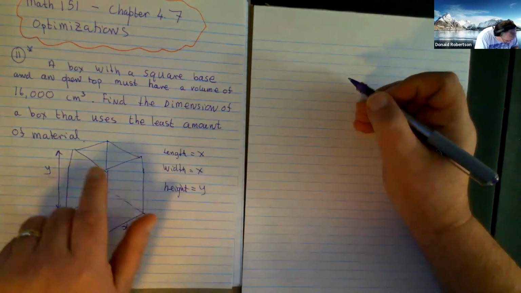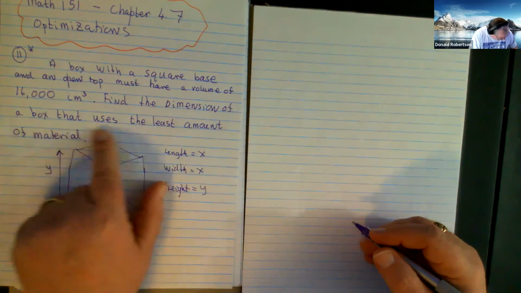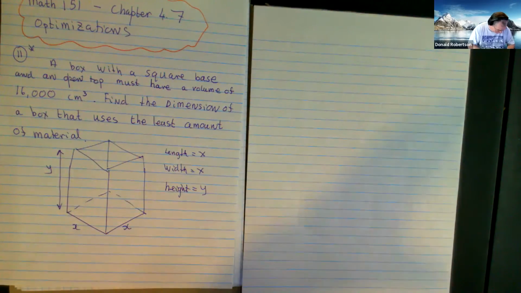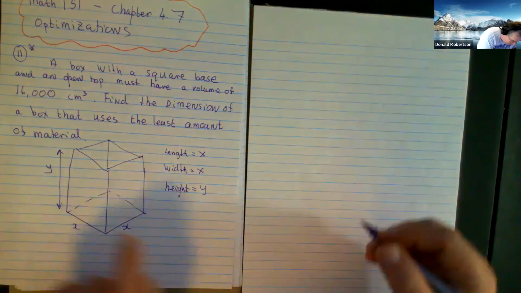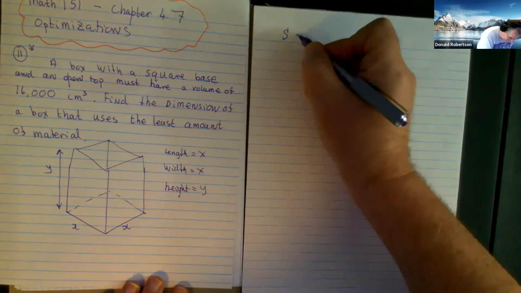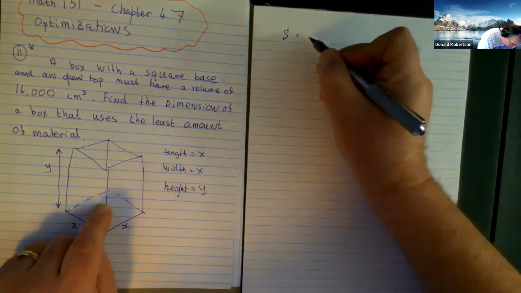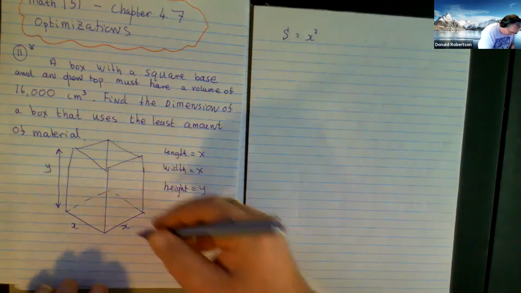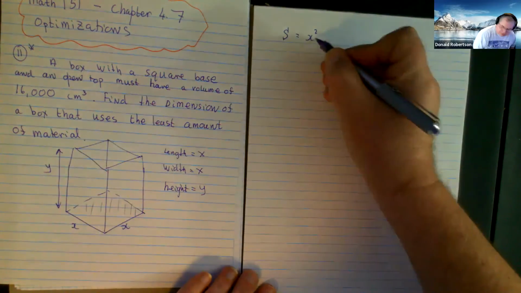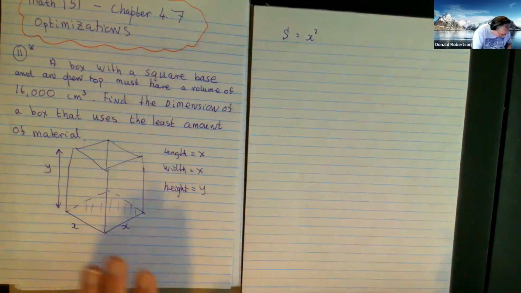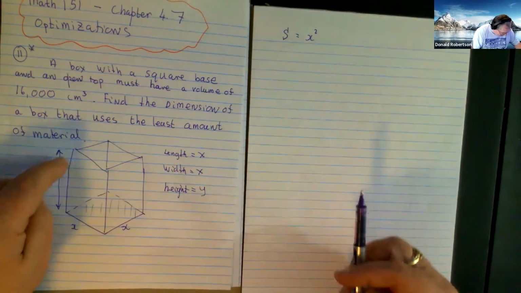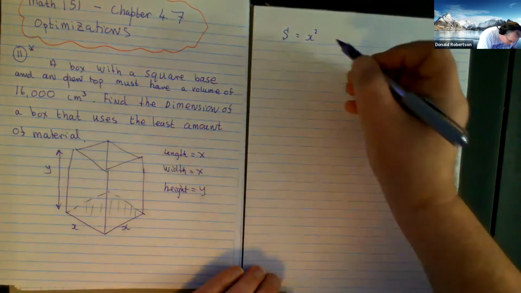Well, the thing that we're being asked to find here is the least amount of material. So they're talking about square footage, right? Now, if I look at this shape, I'm going to call the thing S, for square footage, surface area. Isn't this box made out of a bottom, a square, this bit here? And isn't the area of the floor X squared? And isn't it also made up of 4 vertical sides? And each side has an area of X times Y.